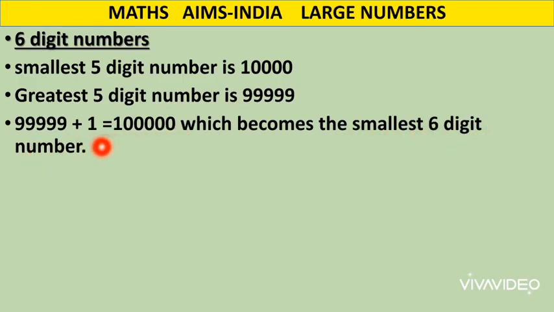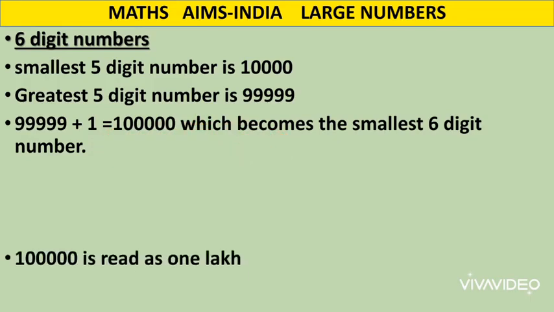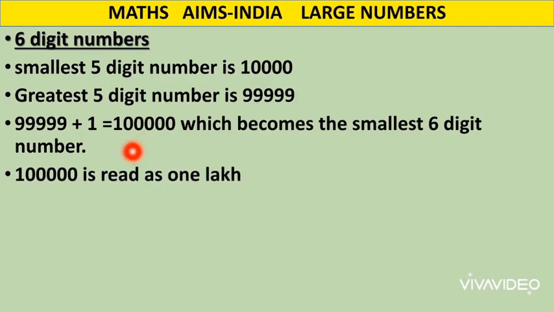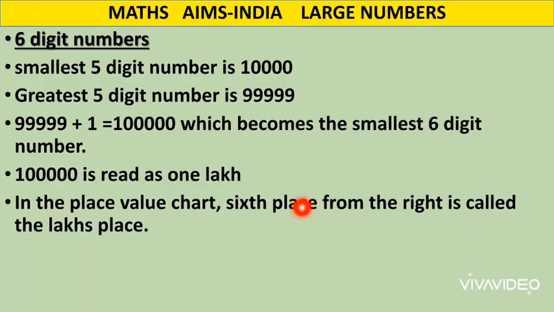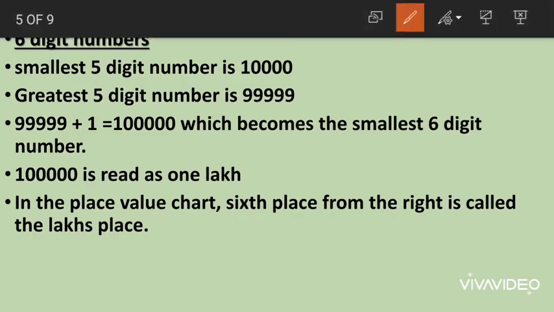What is this, children? This is the smallest 6-digit number because all the 6-digit numbers start from this number. And what is this number read as? This number is read as 1 lakh. In the place value chart, the 6th place from the right is called the lakhs place.